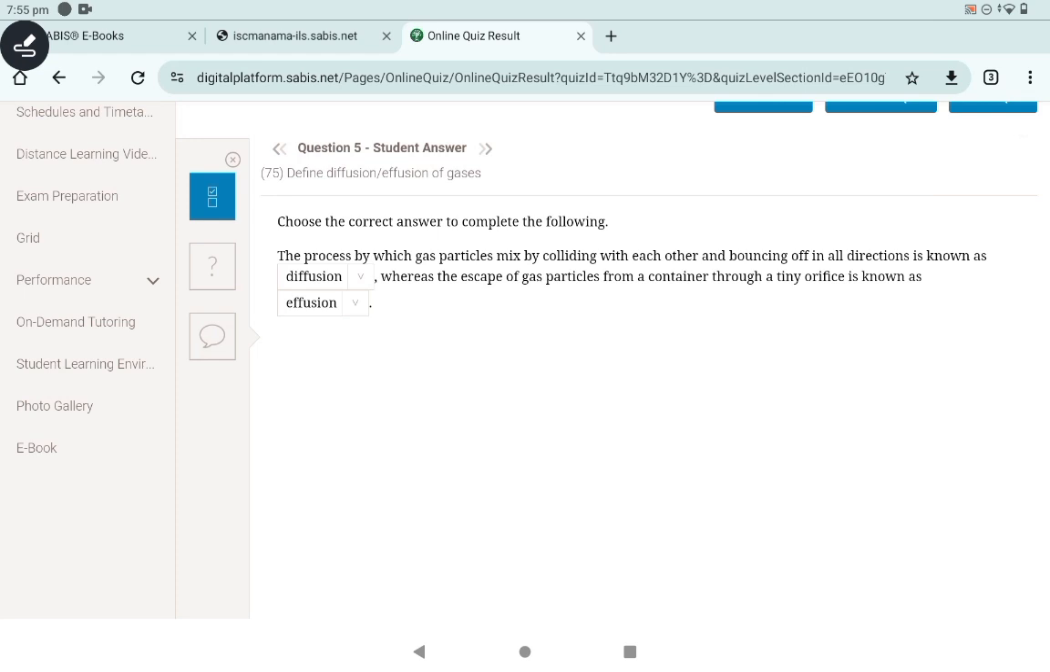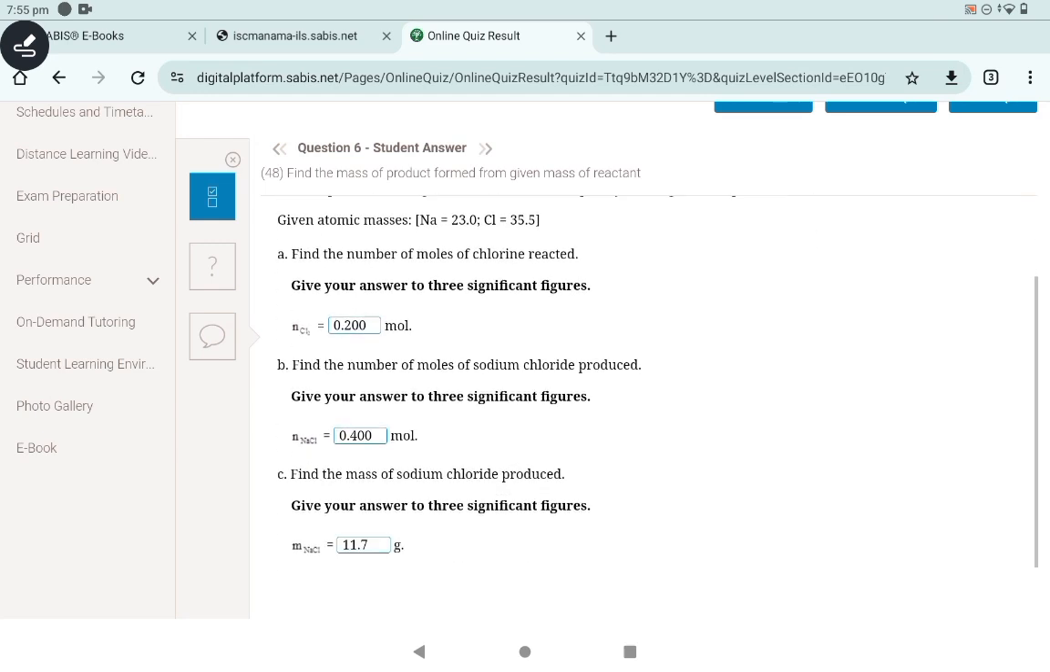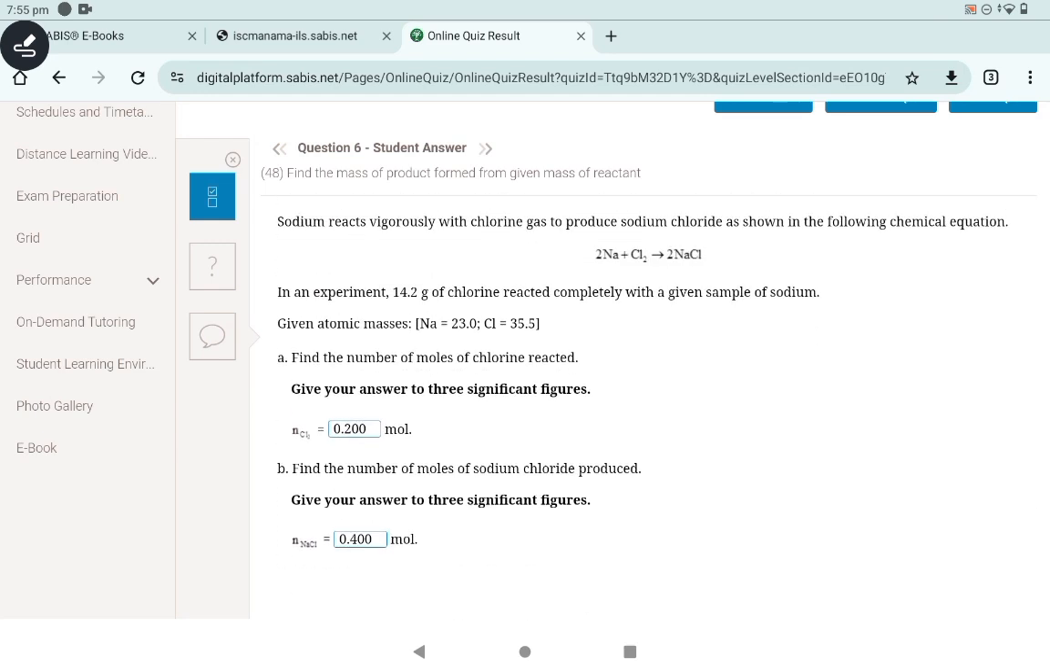Now this is a definition that you all have to memorize. The process by which gas particles mix by colliding with each other, bouncing off in all directions, is known as diffusion, whereas escape of gas particles from a container through a tiny orifice is known as effusion. That's like going through a hole. Okay, this one, all material.